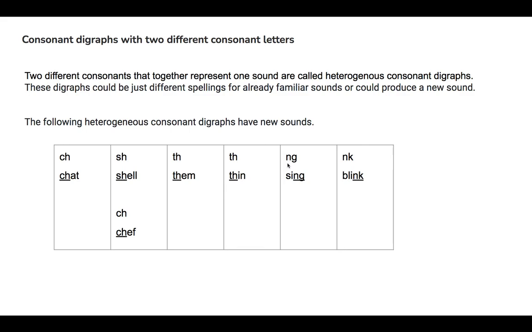The letters N and G produce the sound ing. For example, s, e, ing, sing. The letters N and K produce the sound ink. For example, b, l, e, ink, blink.